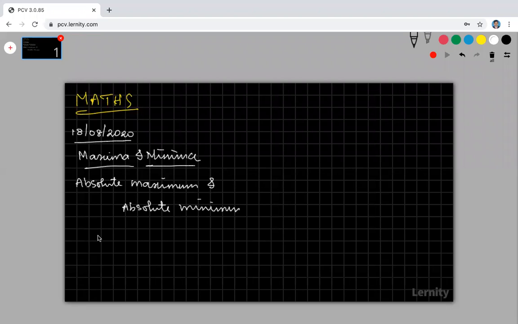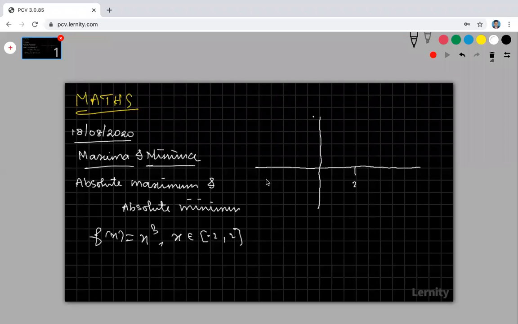Yesterday we discussed one problem. My f of x is equal to x cube, and my x belongs to the interval minus 2 to 2. Suppose you take this as plus 2, this as minus 2, and this is my curve. My curve y is equal to x cube, or f of x equal to x cube, looks like this.